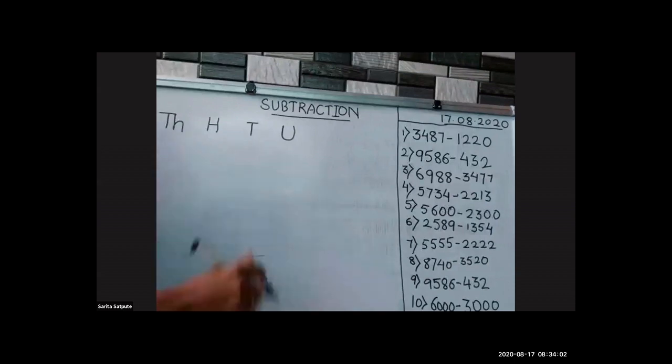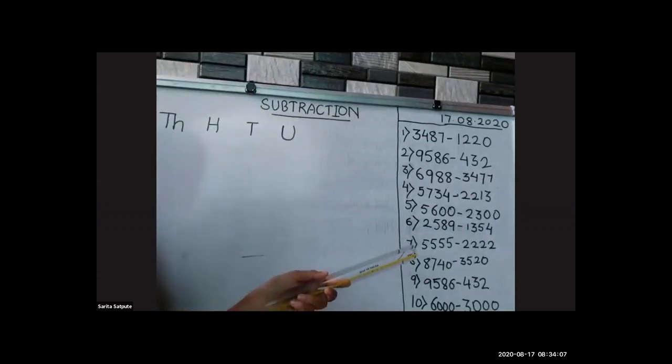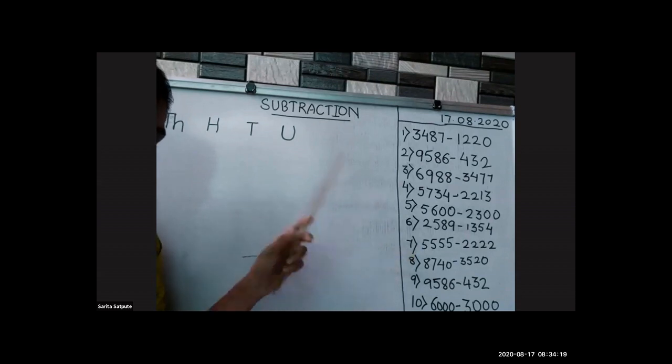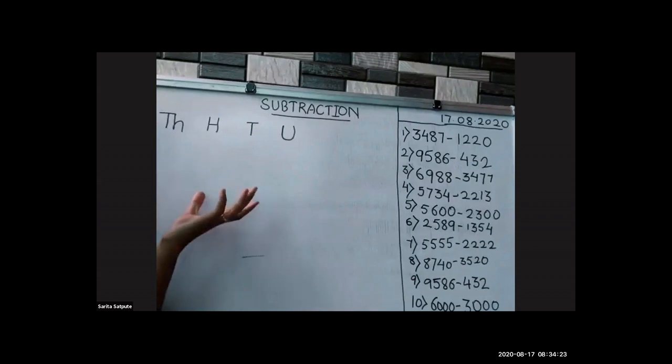Now we'll come to the seventh question. Anyone please read the question? 5,555 minus 2,222. Okay. Now one student will help me in writing the numbers here. Yes, Madiha, can you help me write the numbers over here?